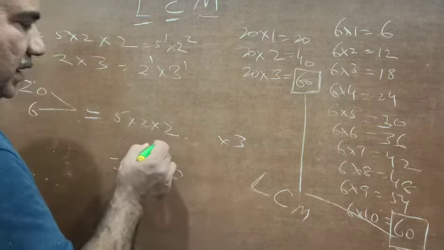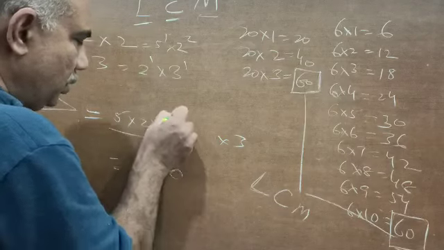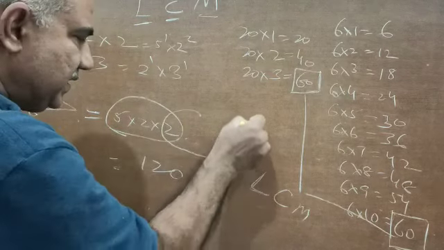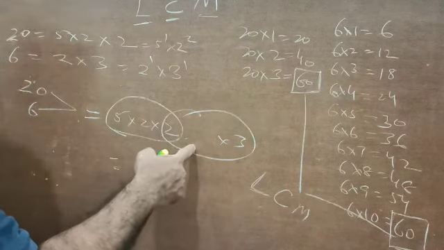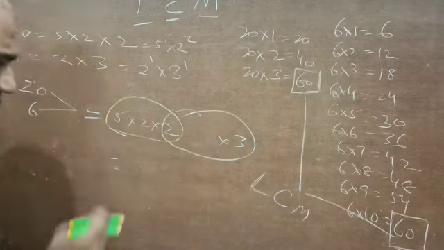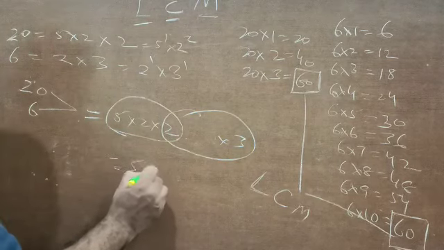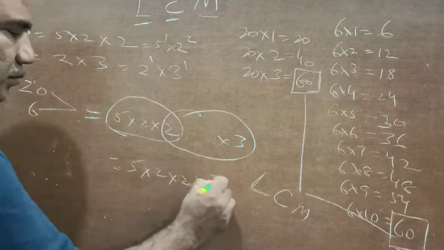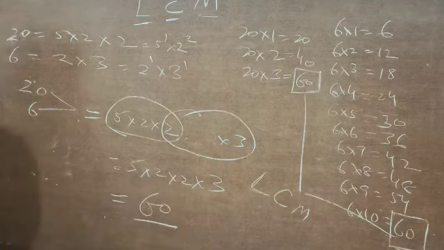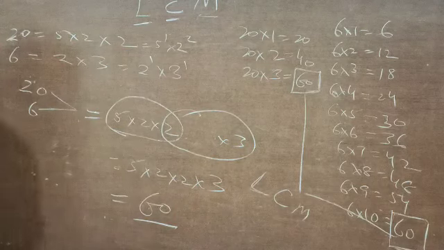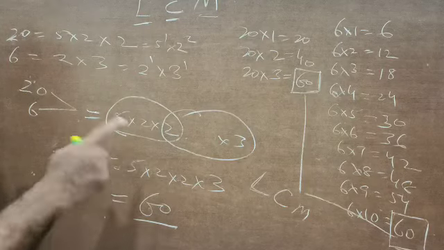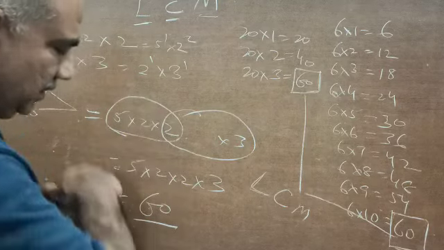This 2 I will remove, and I will say up to here all the factors that are there in 20 are present, and these 2 are the factors which are present in 6 are also there. So for writing the least common multiple, we will take 5 into 2 into 2 into 3, and now this is 60. This becomes 60. So this is how we will arrive at the least common multiple. First we can find out a common multiple, then we can eliminate that number which has appeared twice.